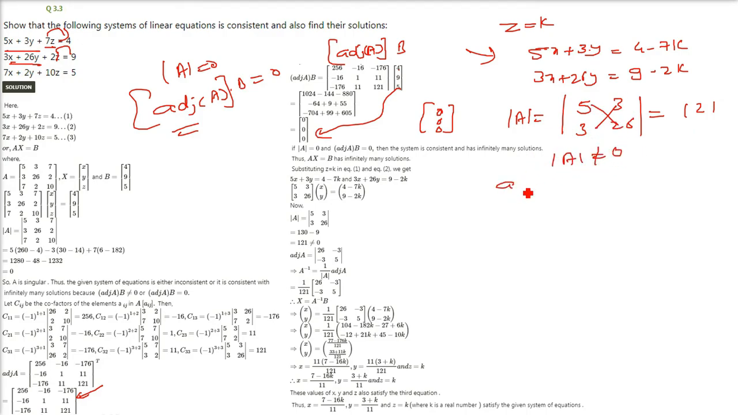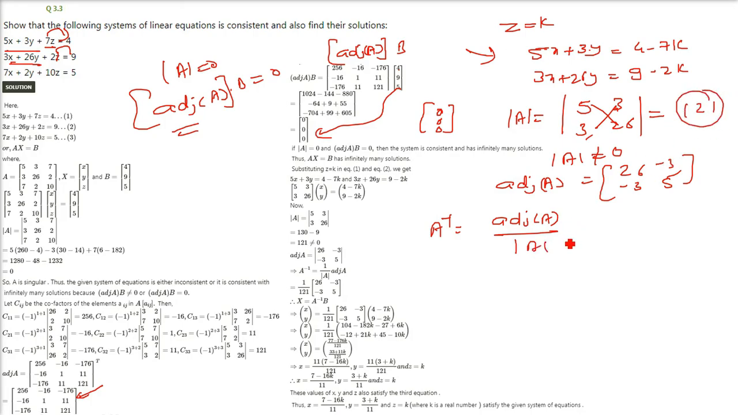Then you have to find the adjoint of A. What is the adjoint of A? I am exchanging the diagonal values and changing the sign of the other values. What is A inverse? Adjoint of A divided by determinant of A. So 121 is the determinant of A. This is your matrix and this is going to be A inverse. Now in order to find x and y, Ax equals B, so x will be equal to A inverse B.